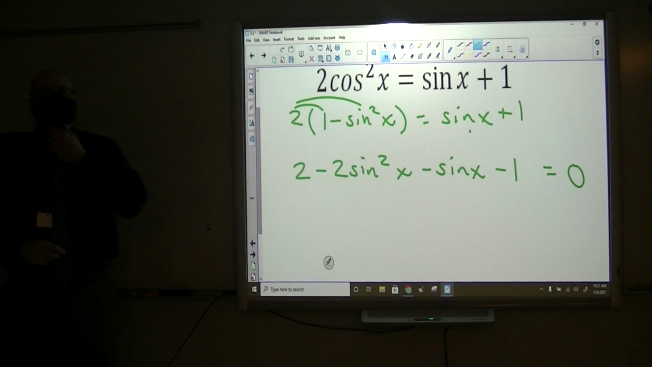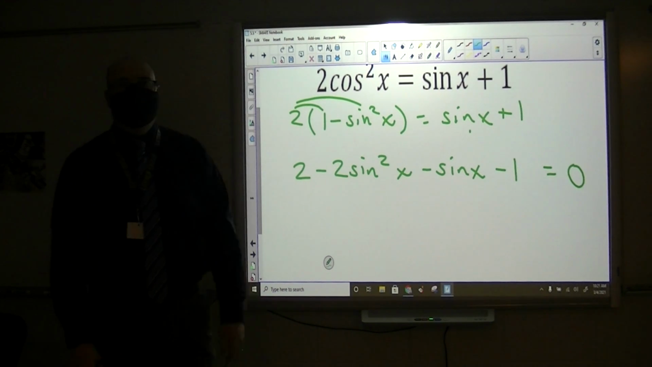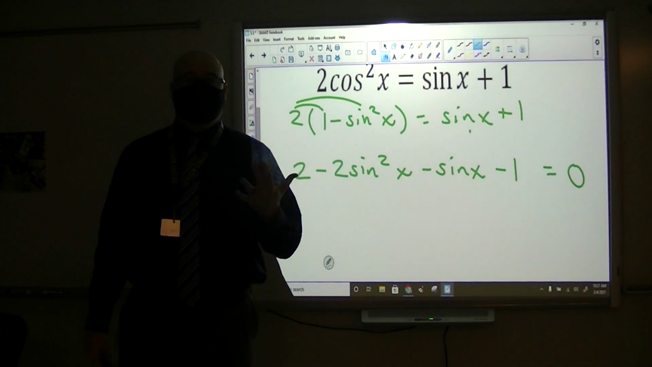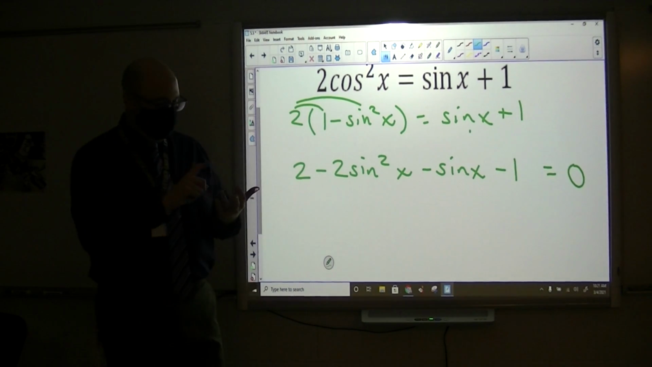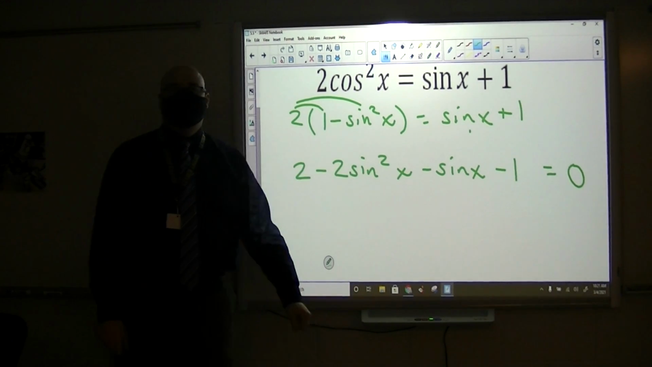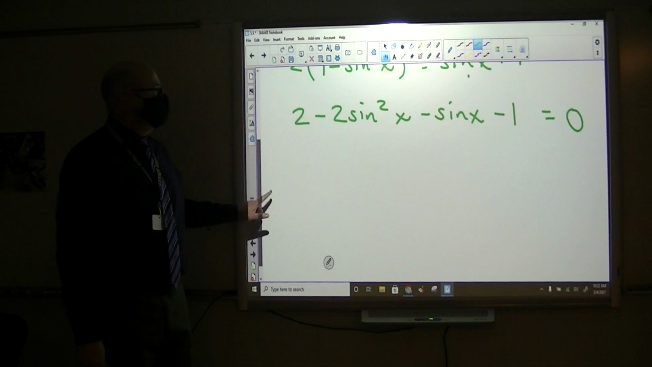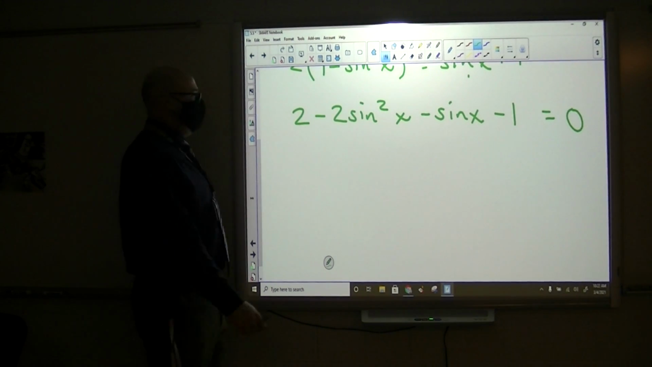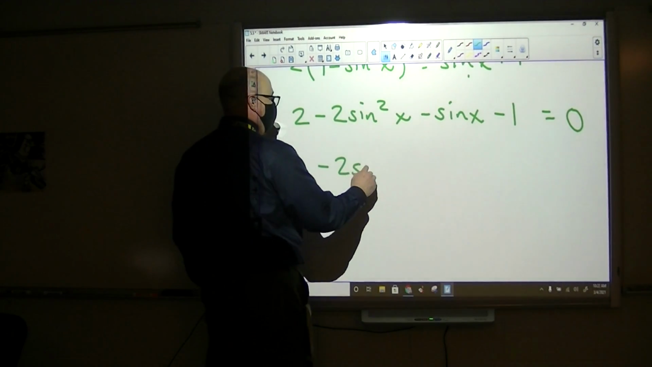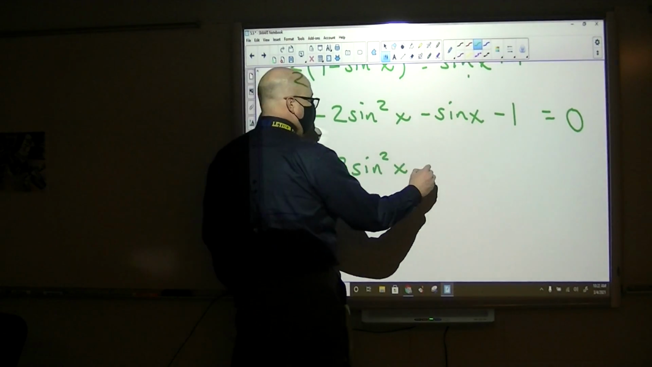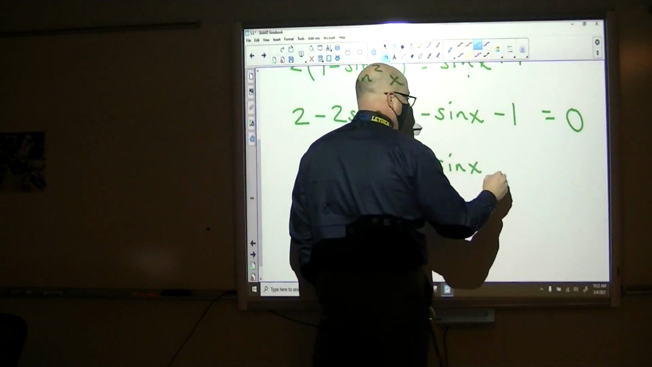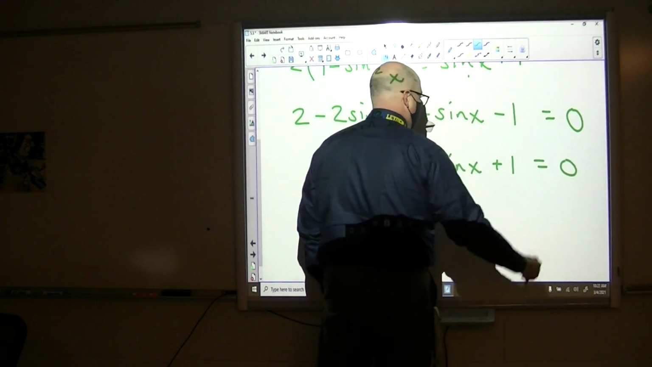This is how we solve quadratic equations, by setting them equal to 0. And then factoring, graphing and finding intercepts if you really wanted to. Using the quadratic formula, but the quadratic formula doesn't play well with trigonometric expressions like this. So if I go to clean this up now, you'll see the quirk here. We have negative 2 sine squared x minus sine x, and then I have a 2 minus 1, that's positive 2 equals 0.